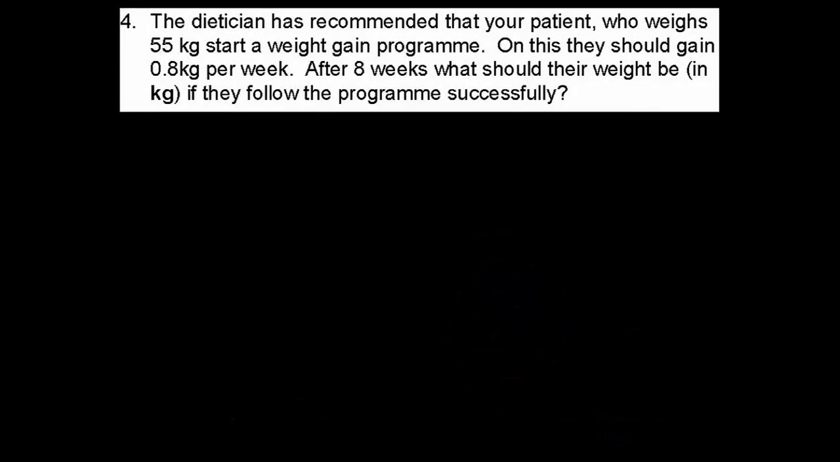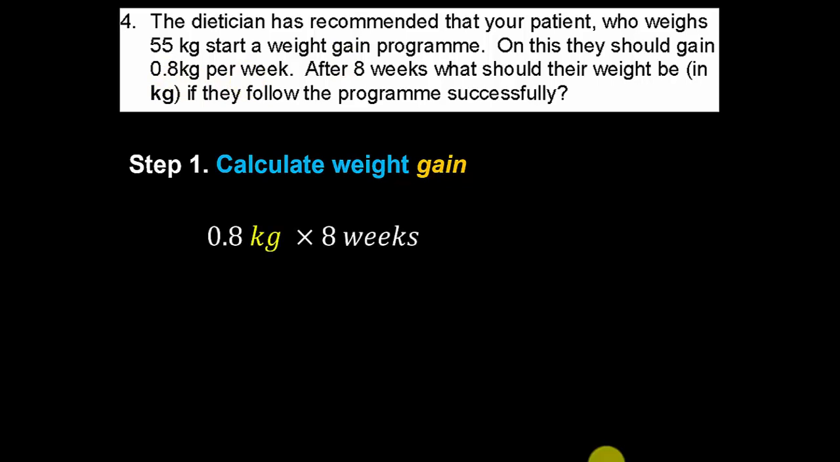Question 4. The dietitian has recommended that your patient, who weighs 55 kilograms, starts a weight gain program. On this, they should gain 0.8 kilograms per week. After 8 weeks, what should their weight be in kilograms if they follow the program successfully? Now there's quite a lot going on here, so let's break it down into steps. Step 1, I want to work out the weight gain. Now this told us was 0.8 kilograms per week. Therefore, I will multiply 0.8 kilograms by 8.